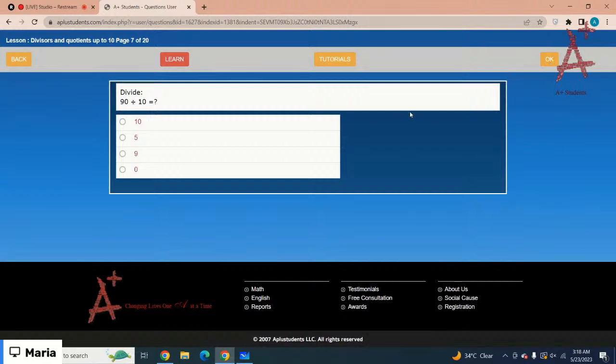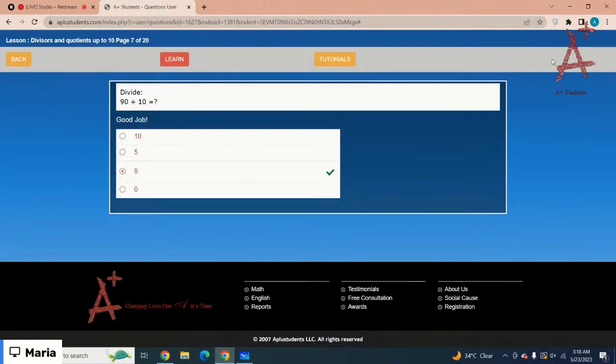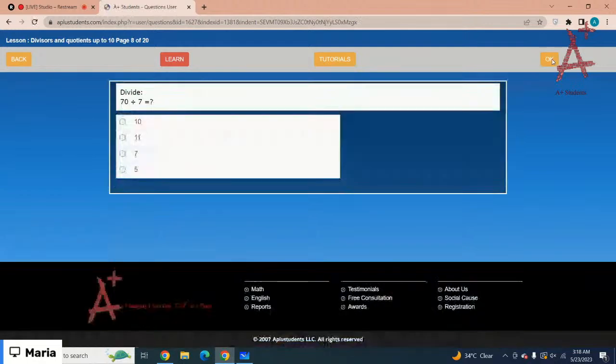Yes, 10 times 9 is 90. The correct option is 9. Okay, the next one is 70 divided by 7. So 7 times what number is 70?